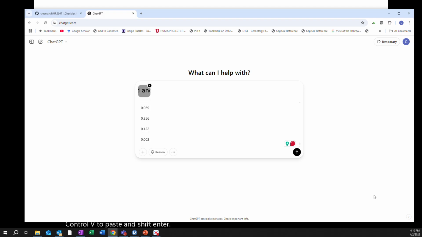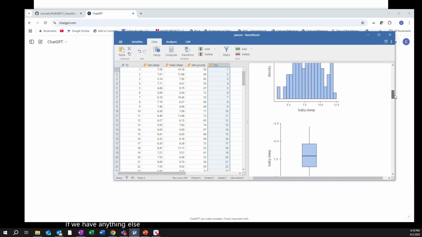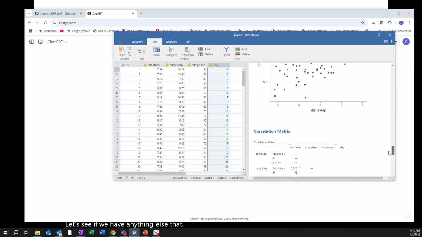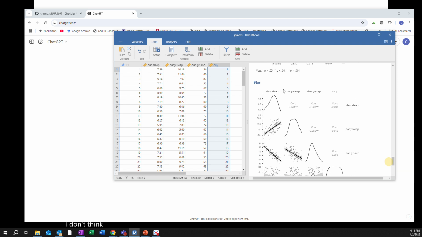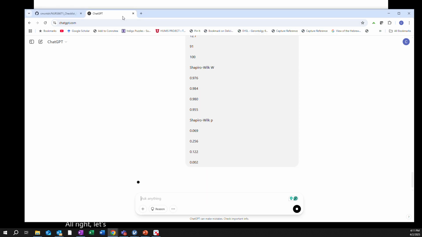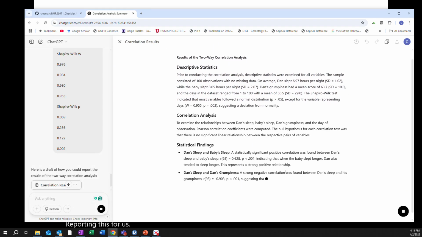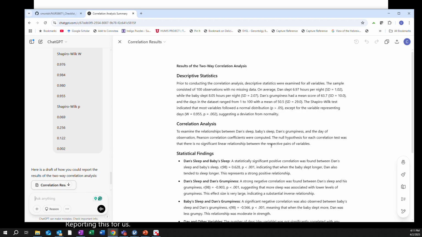And let's see if we have anything else. I don't think so. All right, let's hit enter and see how ChatGPT does with reporting this for us. Okay, so this isn't bad.